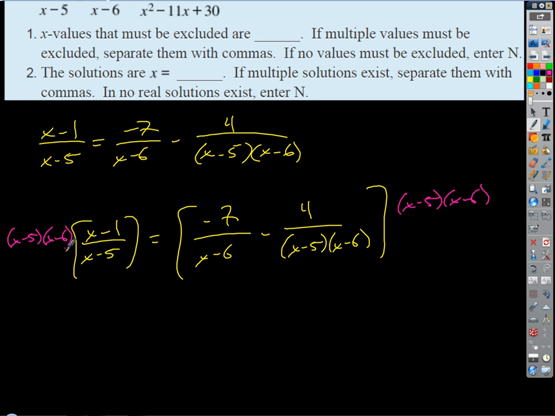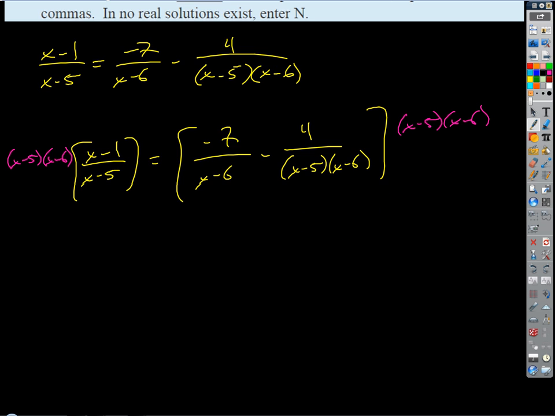Okay, so if we distribute that through, on the left side, the x minus 5s will cancel, right? And so we just end up with x minus 6 times x minus 1. Everybody agree? Okay. On this side, in other words, we can see this is going to happen, right? And so we just get that, right? On the other side, so I'll just try to color code this here. So we got, when I distribute to that term, the x minus 6's cancel, right?